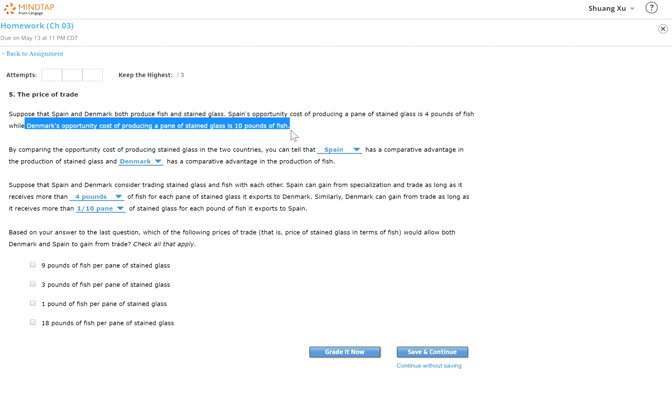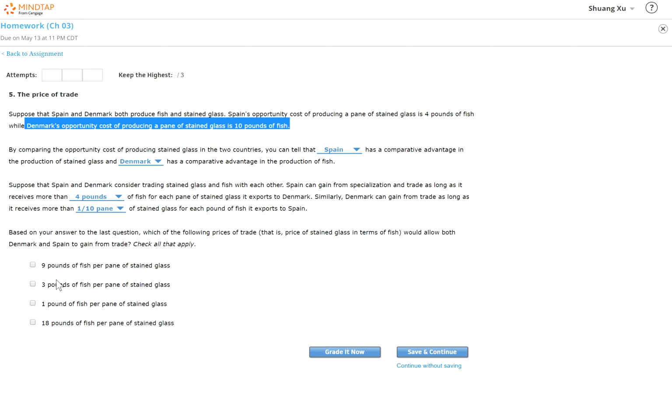Imagine you're Denmark and you're the buyer of stained glass. If you produce stained glass by yourself, it costs you 10 pounds of fish. But now somebody comes over and says, why don't you buy our stained glass, and we're going to sell this to you for 12 pounds of fish. As Denmark, you're thinking, why should I buy from you? If I can do it myself, it only costs me 10 pounds of fish. If I buy from you and you charge me 12 pounds, I lose money. So I'm going to do that myself. So for Denmark to buy stained glass, the price has to be less than 10 pounds of fish. For this trade to work between Spain and Denmark, the price has to be between 4 and 10.